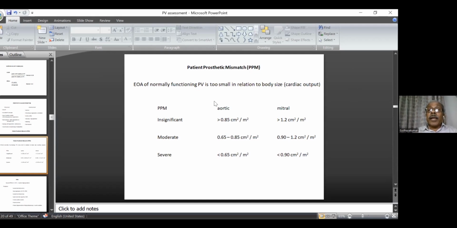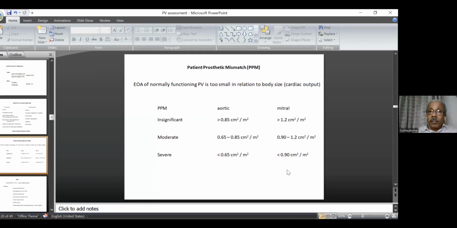That is, you take the valve area index. The valve area index should be on the higher side. It should be more than 0.85 centimeter square per meter square in the aortic and more than 1.2 in the mitral position. That is the accepted patient prosthetic mismatch, this will not significantly interfere. And if the effective orifice index is less than 0.65 in the aortic or less than 0.90 in the mitral, it indicates severe patient prosthetic mismatch.